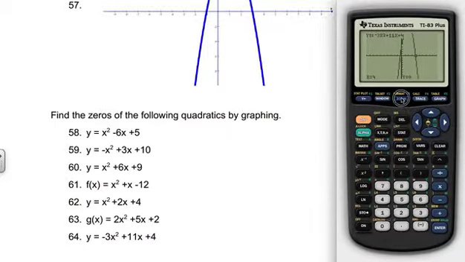This one, let's zoom in on it. I'll choose number 2, zoom in. I'll move my cursor so it's over by that 0. And I'll hit enter again to zoom in just on that region. Okay, that is somewhere between 0 and -1. So I'm going to use my find 0 feature again. I'll go second, calculate, and I'll choose number 2.